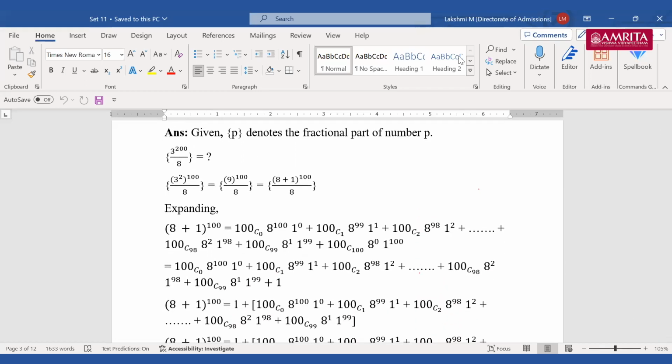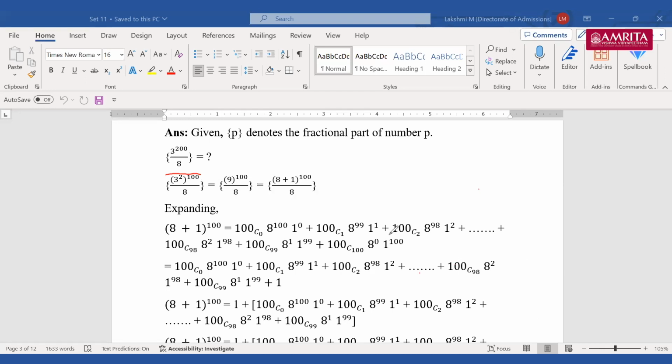Okay. So here, this is what the question is asking me, right? And they have given me P is actually the fractional part of this number P. So I'm just planning to arrange this numerator in the form of the denominator in a way that it somehow relates with the denominator. So I'll be able to write this as 3 square into 100, that's 3 raised to 200. This is 9 raised to 100. It's a plus or minus, something related to this 8. So I'll be able to write something like 8 plus 1 or 8 minus 1, that I need to take care of. So here I have taken this as 8 plus 1 raised to 100 by 8.